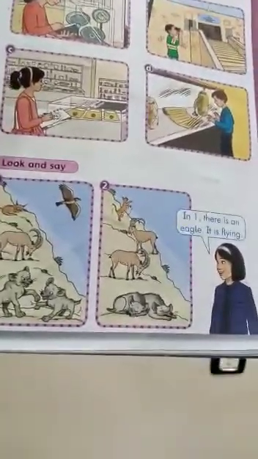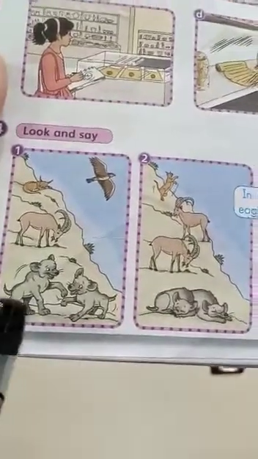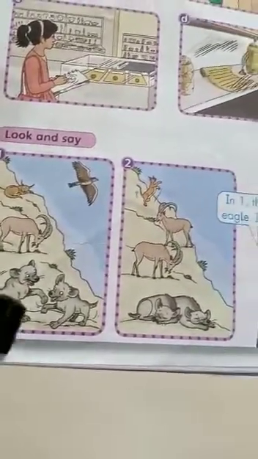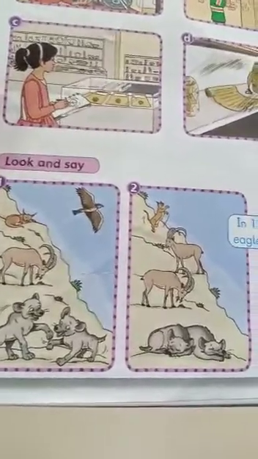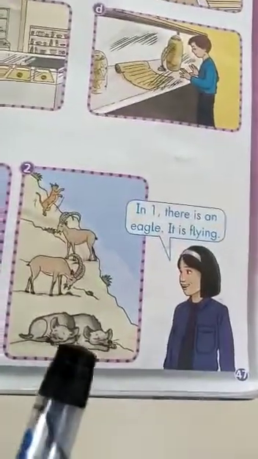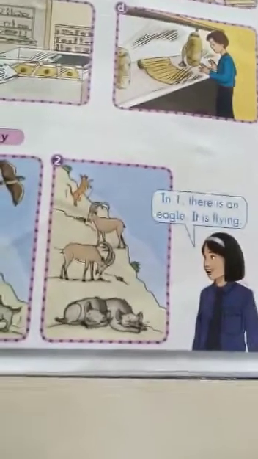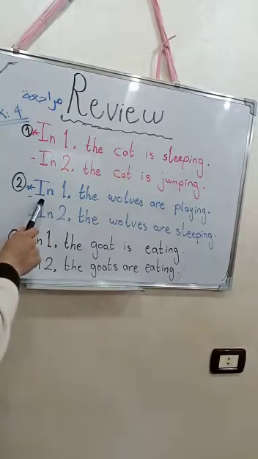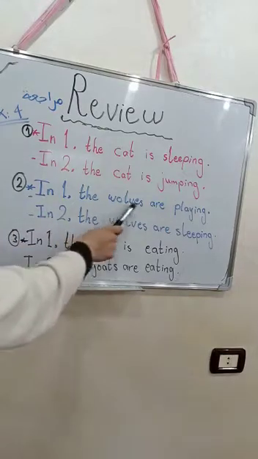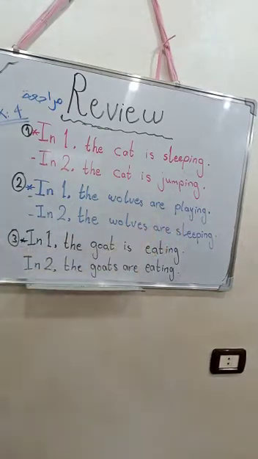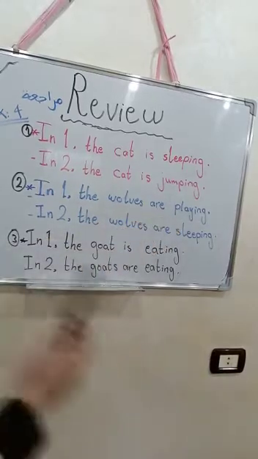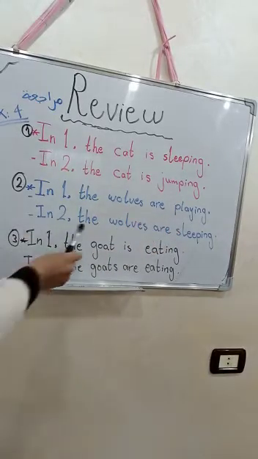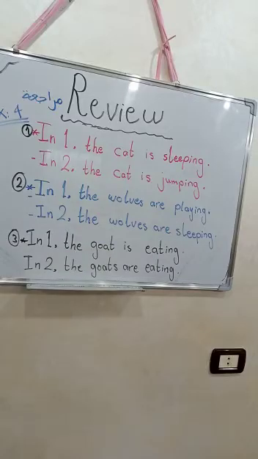Now, we talk about the wolves. Look at the wolves in picture 1. What are the wolves doing? Excellent, they are playing. And what are the wolves doing in picture 2? They are sleeping. Excellent. So, in picture 1, the wolves are playing. The wolves are playing with each other. In picture 2, the wolves are sleeping.